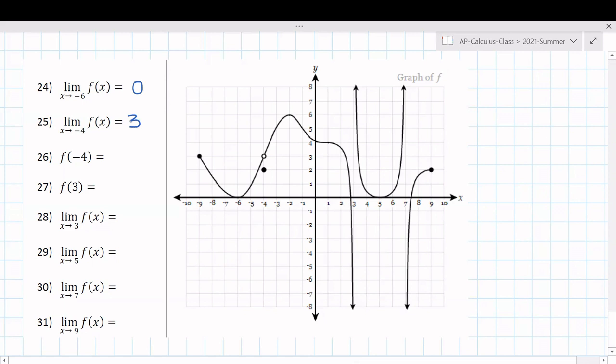F of -4, 2. F of 3 is not in the domain, right? This is not limit. This is asking what's the value of the function at 3. It's not there. There is no value. It's undefined. It's a vertical asymptote. Limit as x goes to 3. It's not even going towards the same infinity, right? So it does not exist.